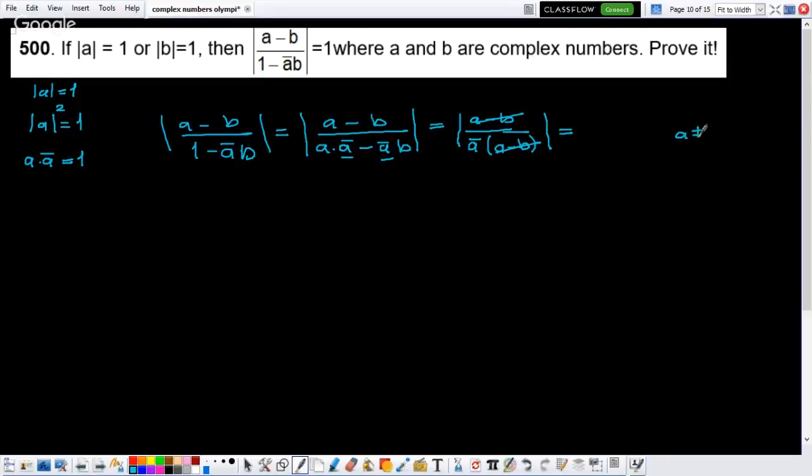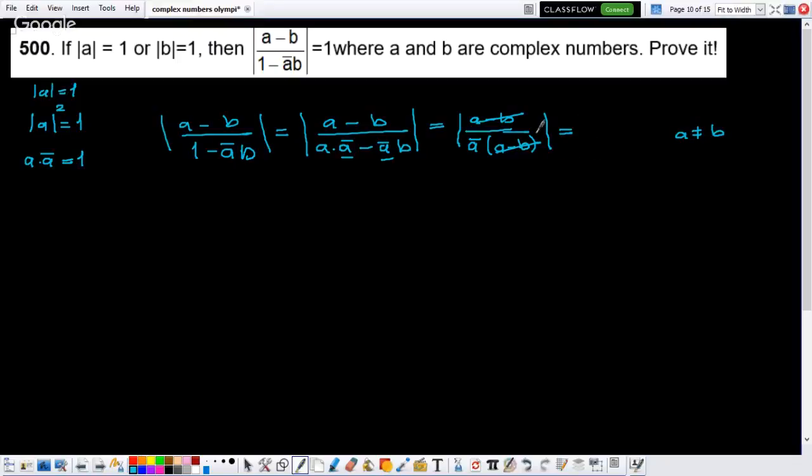and we have to say this also here: A is not equal to B, because if A is equal to B, A minus B will be equal to 0. Maybe in the original problem, A is not equal to B is given, I don't know.